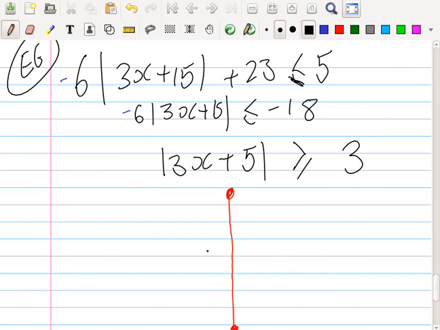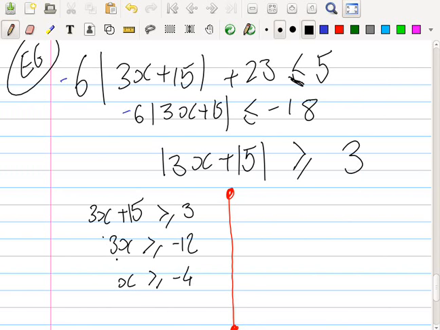Okay, so there's 2 ways to go forward. The first one, if I want this absolute value to be greater than or equal to 3, then I need 3x plus 5 to be greater than or equal to 3. That's one way to do it. This here has to be more than 3. It's 15, what the heck? Sorry, 3x plus 15 greater than or equal to 3. So you get here, well, take that over there, 3x greater than or equal to minus 12, so x greater than or equal to minus 4.